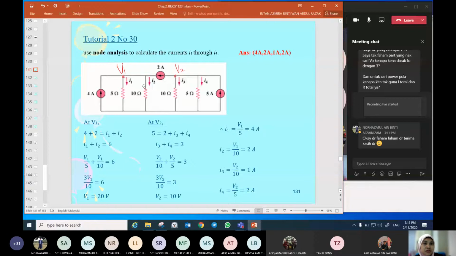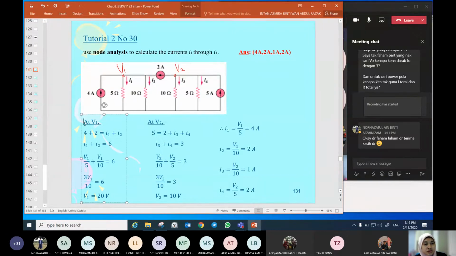If the question did not assign the arrow of current, as well as the current itself, meaning I1, I2, I3 and I4, then you have to put the arrow of current at each branch. And then the next step is to write the KCL equation at each node.